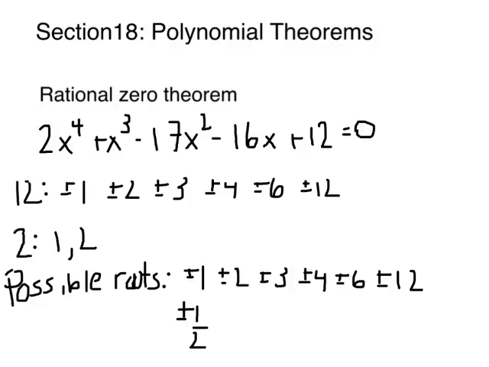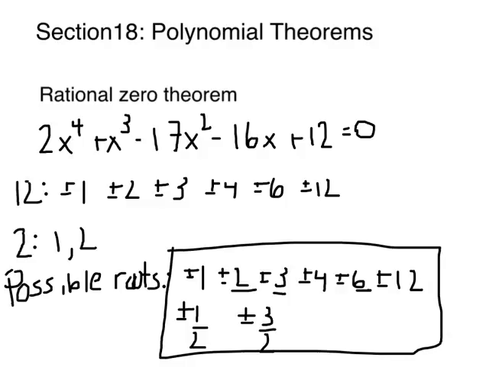Plus or minus 2 divided by 2 is just 1, so I don't need to rewrite that. We have plus or minus 3 divided by 2. Plus or minus 4 divided by 2, plus or minus 6 divided by 2, and plus or minus 12 divided by 2 are all in our original list. Because 4 divided by 2 is 2, I have that. 6 divided by 2 is 3, we have that. 12 divided by 2 is 6, and we already have that. So then this list right here represents all of the possible factors or zeros of our polynomial.